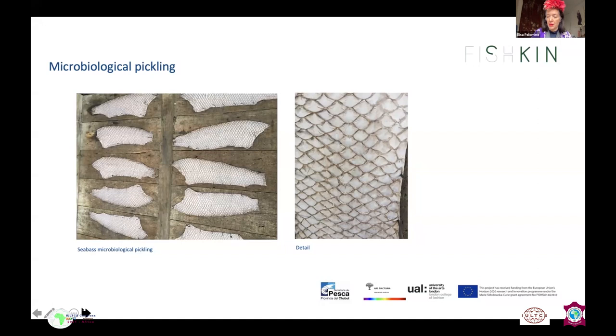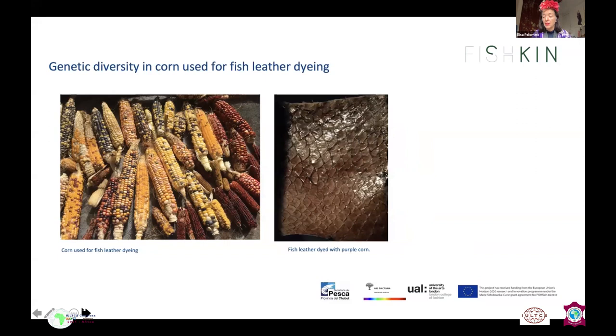On these slides here, we're showing a wide genetic diversity in corn that could be used for fish leather dyeing. This salmon skin was dyed with the juice of a specific type of corn, the Mexican Creole purple corn, that they are trying to preserve right now.